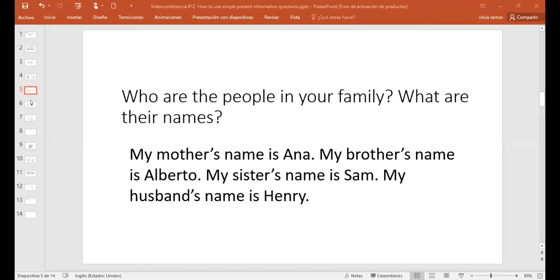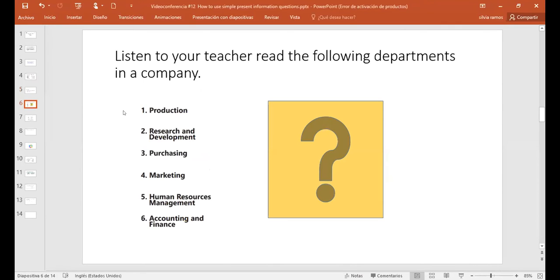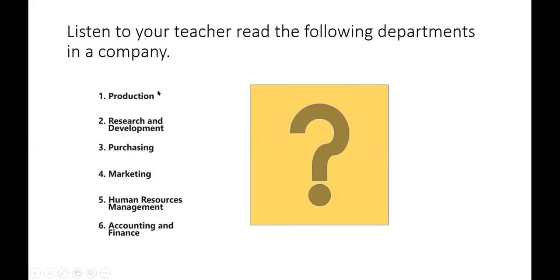Okay, very good. So let's continue here. We're going to continue with this activity. It says here, listen to your teacher, so listen to me. Read the following departments in a company. So these are examples of departments that we can have in a company. Number one, production. Number two, research and development. Number three, purchasing. Number four, marketing. Number five, human resources management. And number six, accounting and finance, okay?